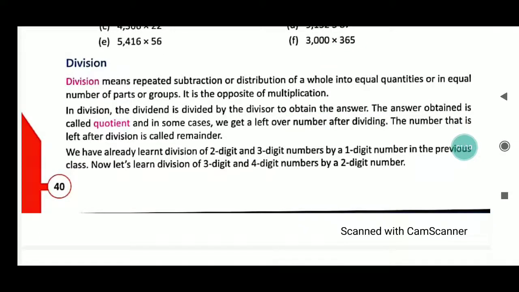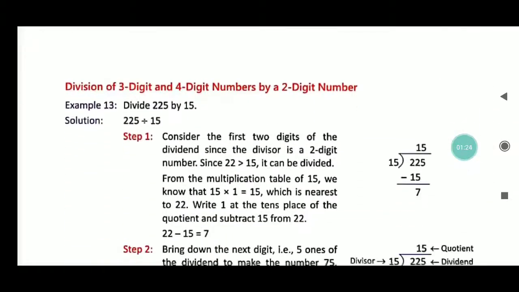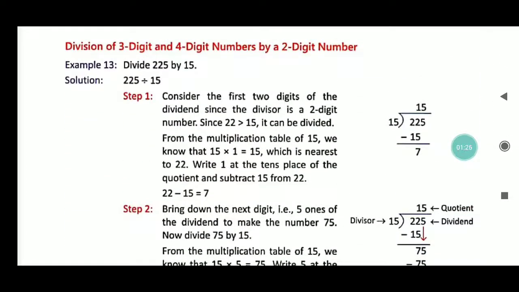We have already learned division of 2-digit and 3-digit numbers by a 1-digit number in the previous classes. Now in this class we will learn about 3-digit or 4-digit numbers divided by a 2-digit number. Now let us do some examples so that we will be able to understand how it works. Division of 3-digit and 4-digit numbers by a 2-digit number. The example is given: divide 225 by 15. Now the solution is here.